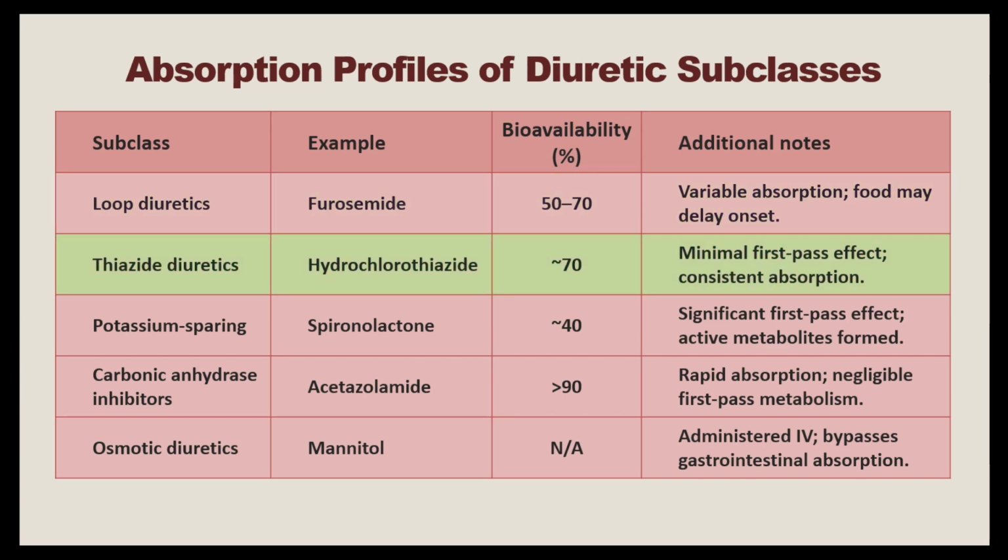Thiazide diuretics, such as hydrochlorothiazide, are well absorbed orally with bioavailability near 70%. Potassium-sparing diuretics, including spironolactone, undergo significant first-pass metabolism, leading to a reduced systemic availability of approximately 40%. Carbonic anhydrase inhibitors and osmotic diuretics show minimal first-pass effects, maintaining high bioavailability. Osmotic diuretics such as mannitol are administered intravenously, particularly in the treatment of intracranial pressure.